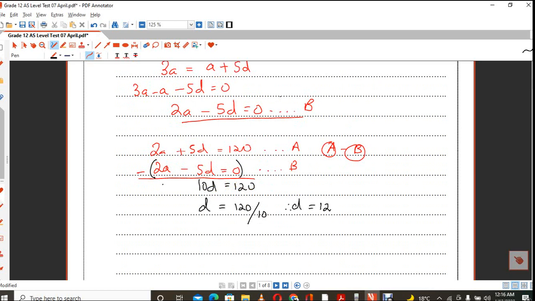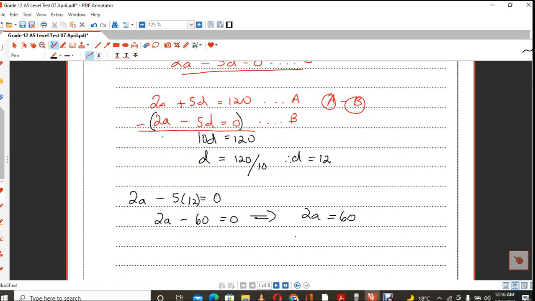Now we have to find the value of a. We can substitute into any one of equation a or b. So we can say 2a minus 5d equals 0. But we know from our previous work that the value of d is 12. So that's 2a minus 60 is equal to 0. This gives you 2a is equal to 60. In turn, you can find the value of a by saying 60 divided by 2. Then a is equal to 30. So that's the first term.